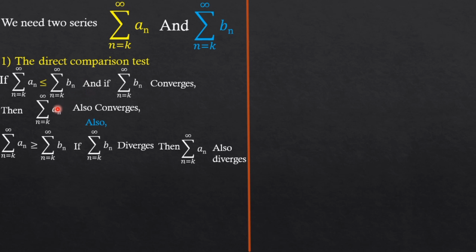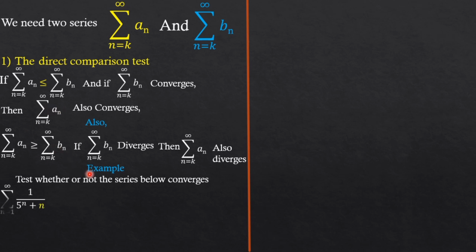All right. So guys, I think we should look at an example that way you're going to understand. So let's test whether the series below converges. The series is simply the series as n goes from 1 to infinity of 1 over 5 raised to the power n plus n. Great. So this is the series we have. Please pause the video and give it a try. Then I'm pausing now to check the solution.